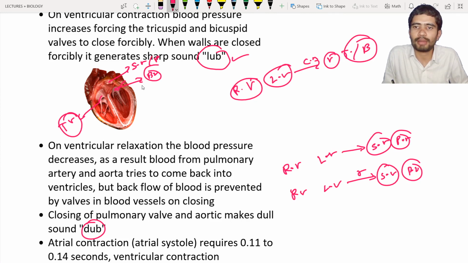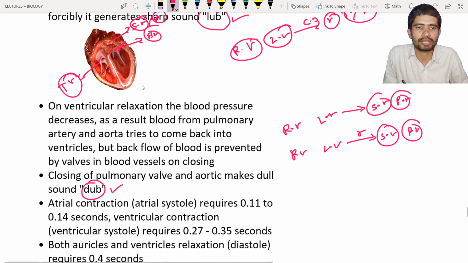When the flow of blood is stopped, what will happen? They are going to close. Remember, the systemic valve and pulmonary valve are going to close. When they close, there will be a generation of sound. That sound is known as dub. This dub sound is a dull sound.